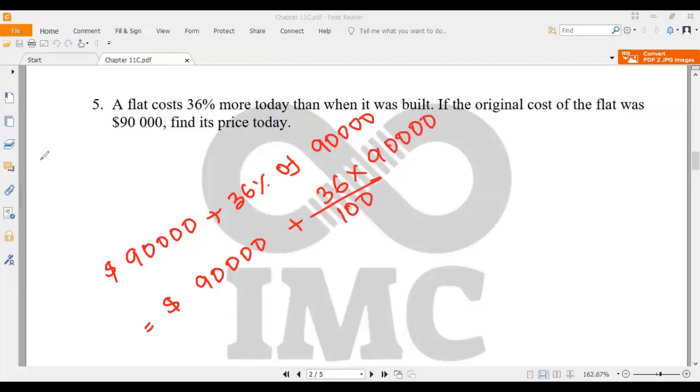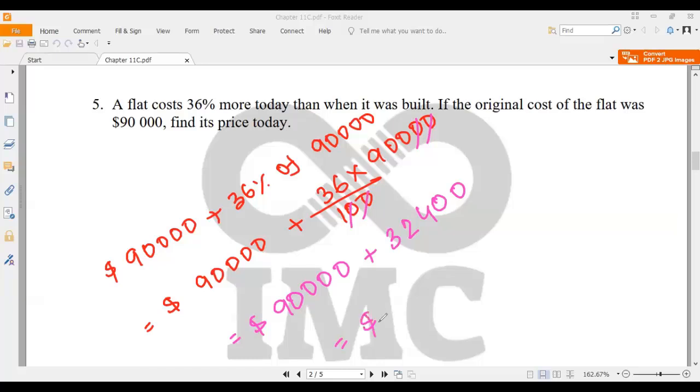Now we need to do the calculation. So 90,000 divided by 100, here 900 will be left. Now 36 into 900. So 0, 0, 9 sixes are 54. We have 5. 3 nines are 27 plus 5, 32. So $32,400 would be the increased price.